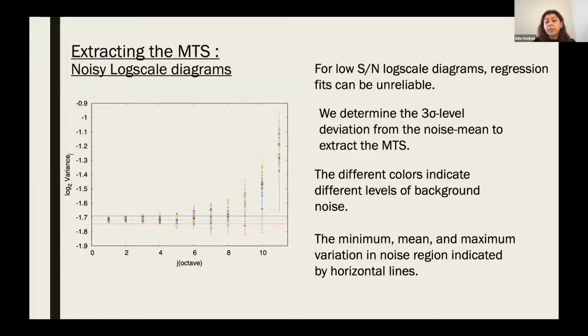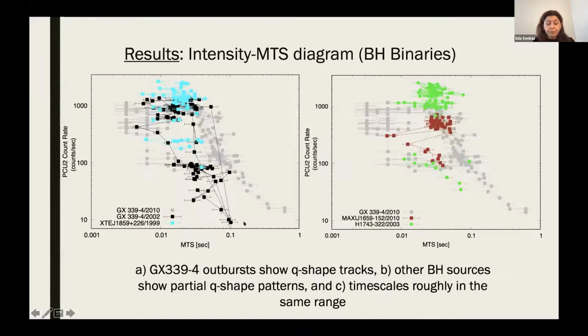For the low signal to noise data, the regression fit cannot be reliable. So we determine a 3 sigma level deviation from the noise mean to extract the MTS. The different colors indicate the different levels of background noise, and these lines indicate the minimum, maximum, and mean values. Here is our first result, which is the intensity MTS diagram.